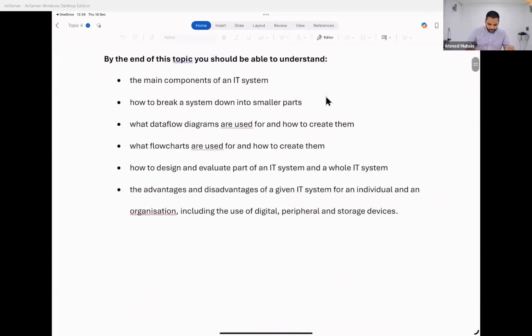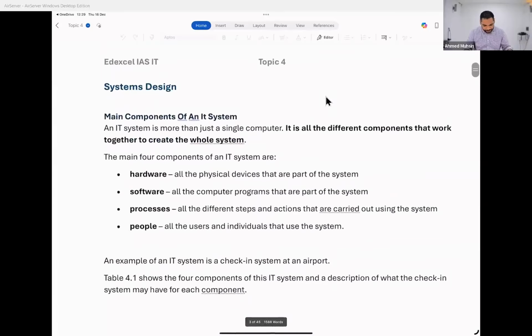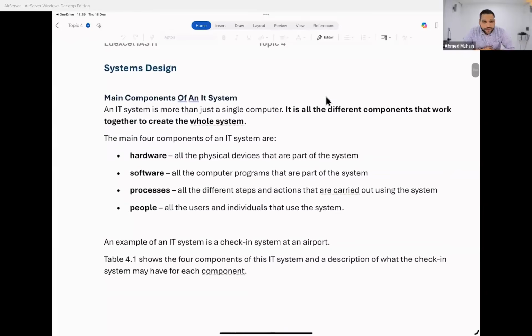Everybody, can we all come down to page number 4. The main components of an IT system. Okay, so everybody, when it comes to an IT system also, to make it easier for you all to understand, we are going to break it down into 4 main parts. What are the 4 main parts, guys?